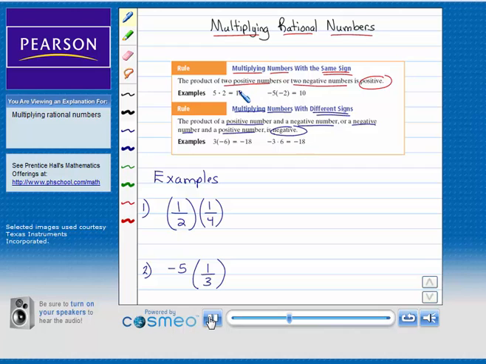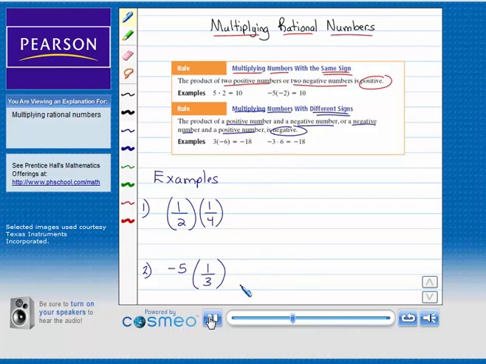So when you're multiplying two positive numbers or two negative numbers, you're going to get a positive answer, a positive sign. When you're multiplying a positive number and a negative number, or a negative number and a positive number, you're going to get a negative answer or sign.